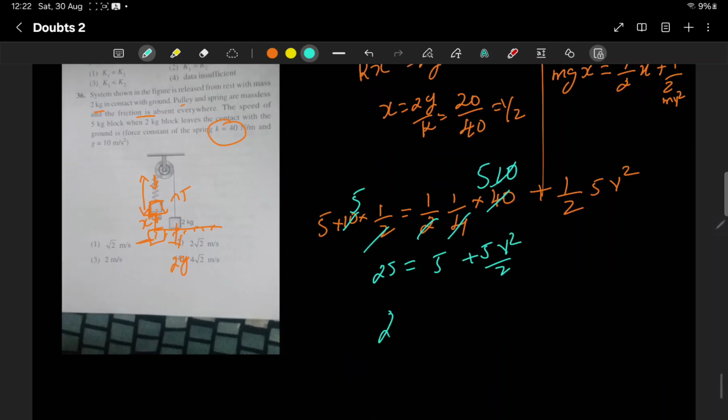So here 20 is equal to 5 by 2 v square we are getting. If you cut it, 5 4s are 20. Here your v square will be equal to 2 into 4. V is equal to 2 root 2. So 2 root 2 meter per second. Option B is correct.